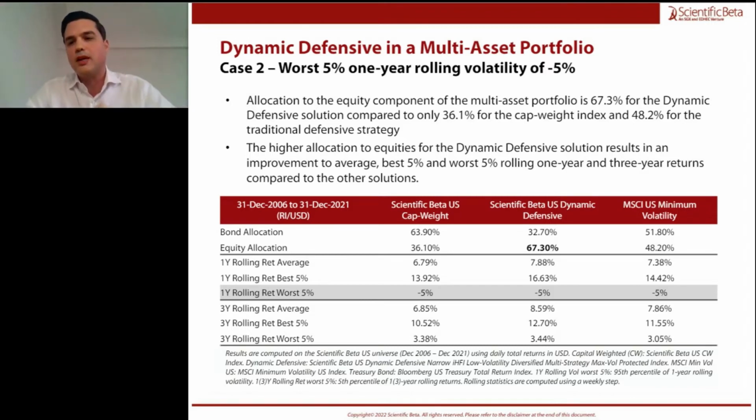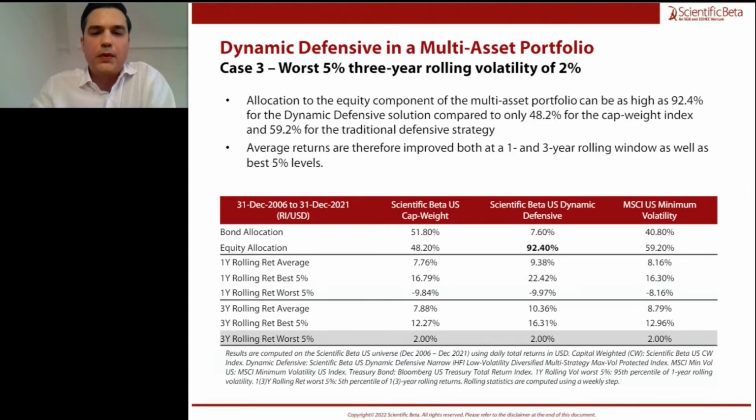So there's a lot of benefits for investors to pick the dynamic defensive allocation because they can, for the same level of risk, allocate more to equity and harvest more of the benefits of an equity and factor risk premium allocation.